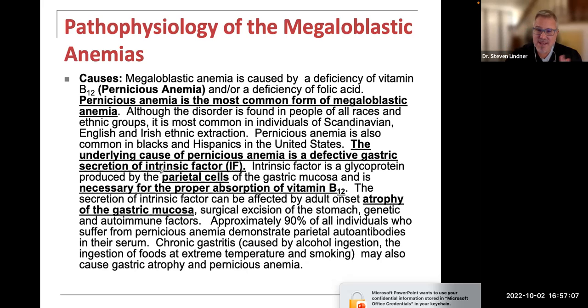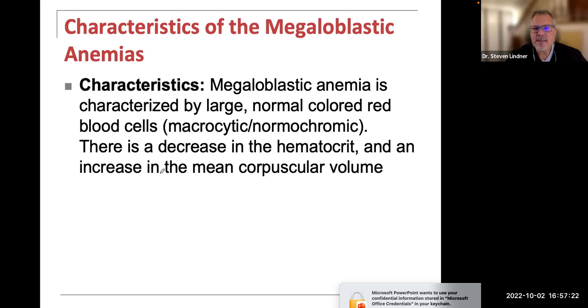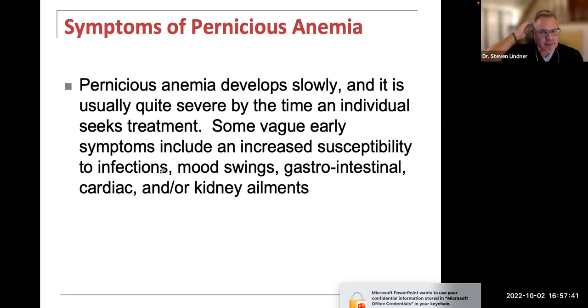So you have to be really careful when playing around with the stomach, reducing the size of the stomach. And if so, you have to be very, very smart nutritionally and with proper supplementation. The characteristics of megaloblastic anemia is large, normal colored red blood cells. So they call it normochromic, macrocytic, but there's a decrease in the hematocrit and an increase in the mean corpuscular volume.